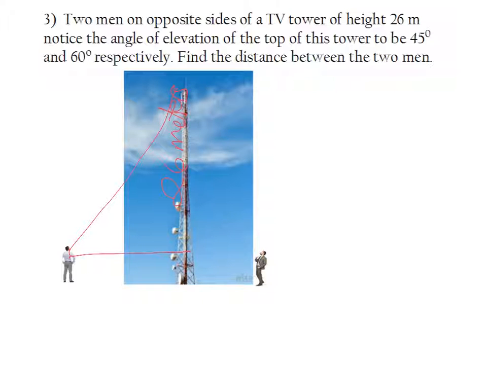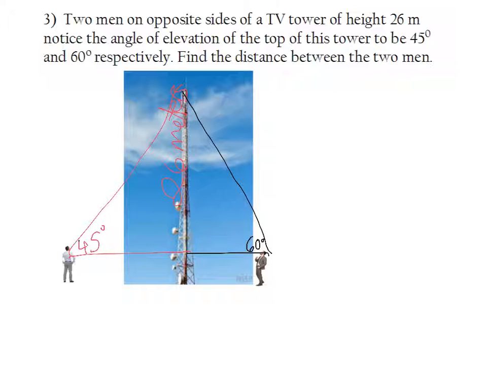So I'm looking at this triangle, but I'm also looking at this triangle. The angle of elevation of the two guys is 60 degrees and 45. For the picture, it doesn't really matter, but I would say that this looks like a bigger angle, so I'm going to call that one 60, and then I'm going to call this one 45.